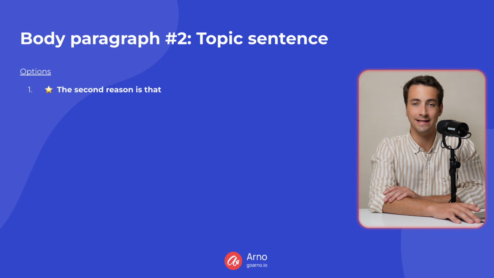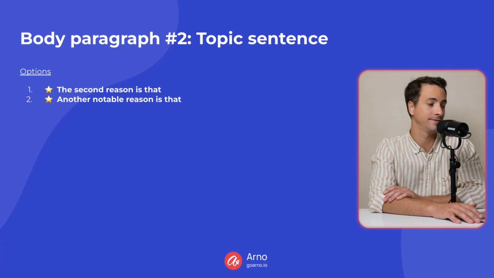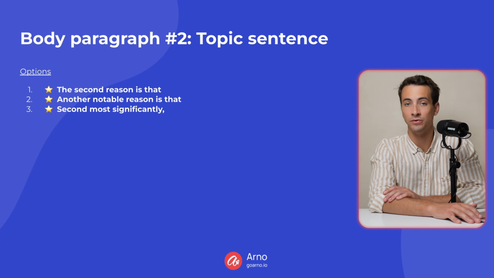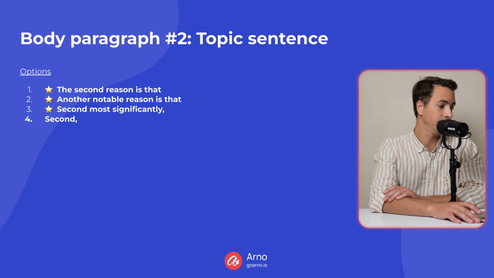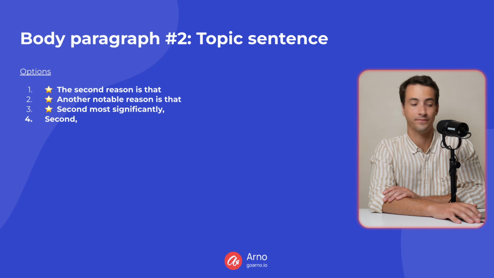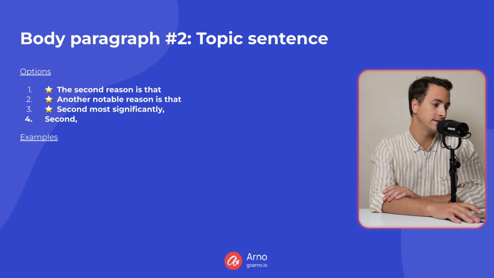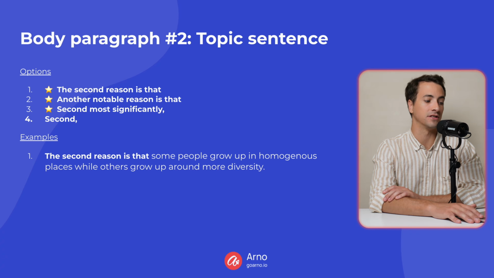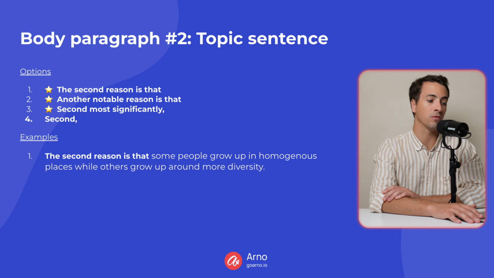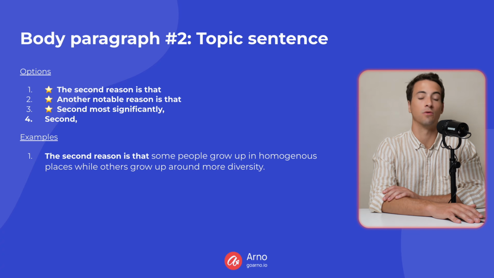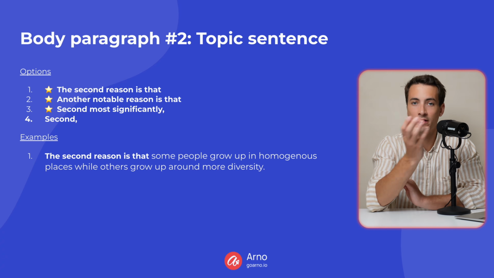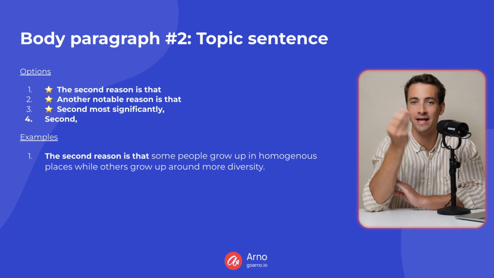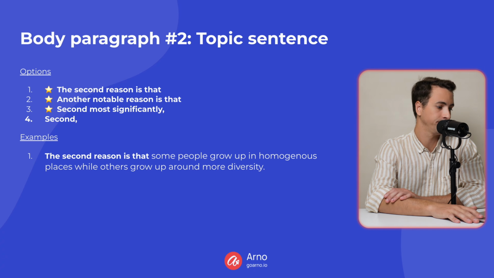The second reason is that, another notable reason is that, second most significantly, and second. And then the full example sentences. The second reason is that some people grow up in homogeneous places while others grow up around more diversity. So homogeneous means where things are the same. It's the opposite of diverse.